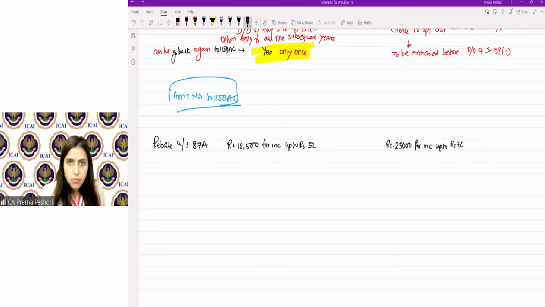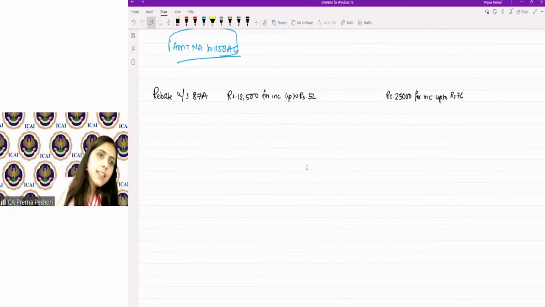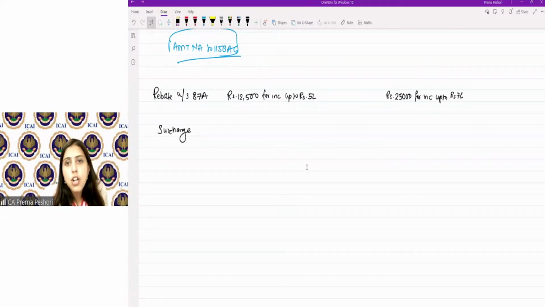Fine. So this will give my tax liability, then the surcharge. Now there are differences in the surcharges as well. Now, what is the surcharge rate for the new scheme and for the old scheme?